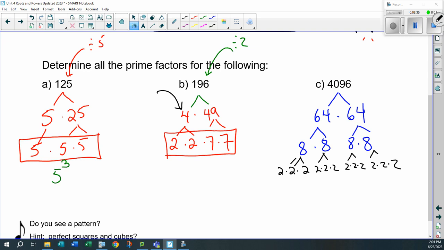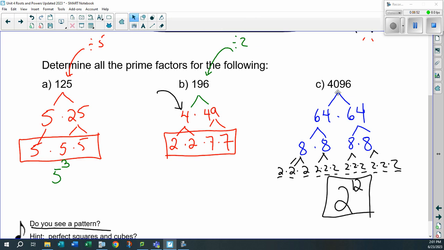And check out how many 2s you have. 1, 2, 3, 4, 5, 6, 7, 8, 9, 10, 11, 12. This is actually 2 to the 12. Isn't that wild? And the whole idea is, do you see the pattern? I absolutely do. Now, I also want to show you something else that's neat. Since this is cubed, that makes 125 a perfect cube, which means you can cube root 125 and you will get 5. Well, how about this one?